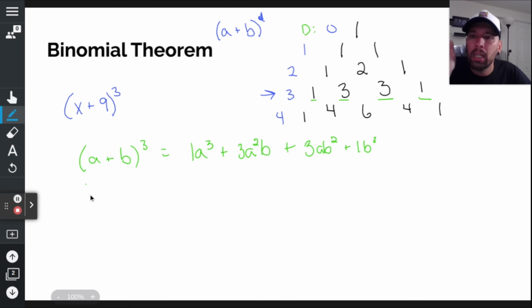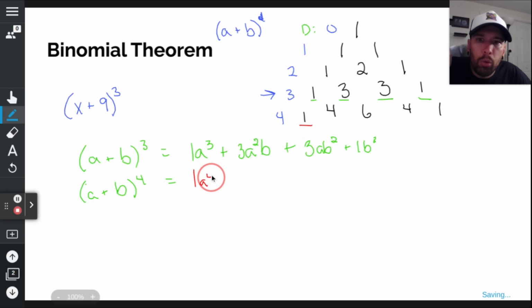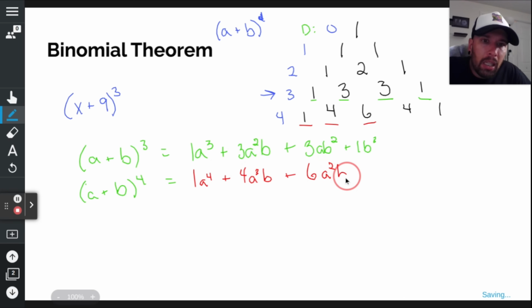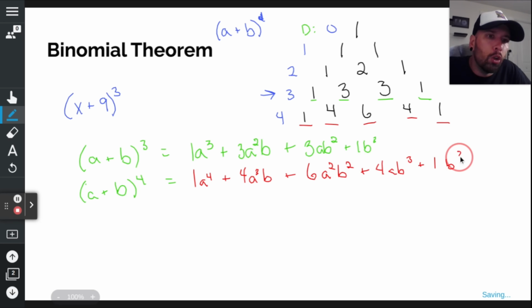So if this was something like a plus b to the fourth, it would follow the same rules. Let's get some different colors. You would have 1 a to the fourth plus 4 a to the third b plus 6 a squared b squared plus 4 a b cubed plus 1 b to the fourth.